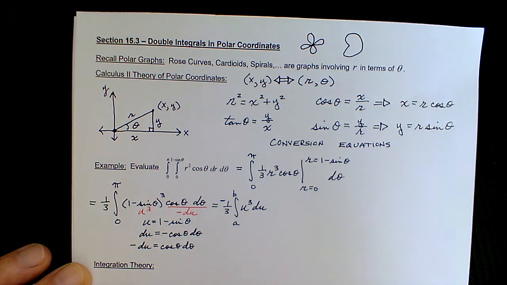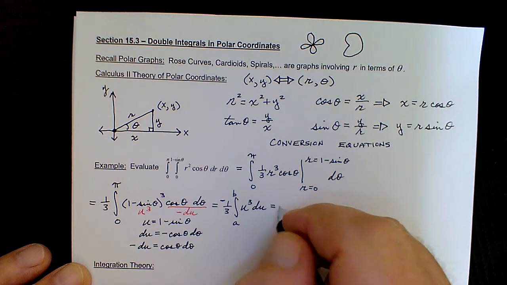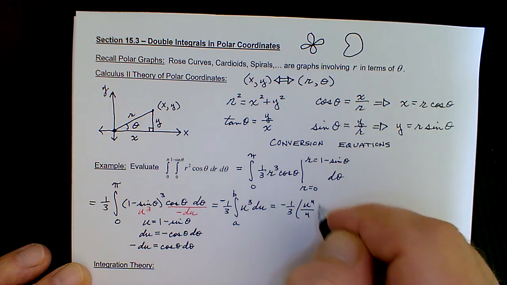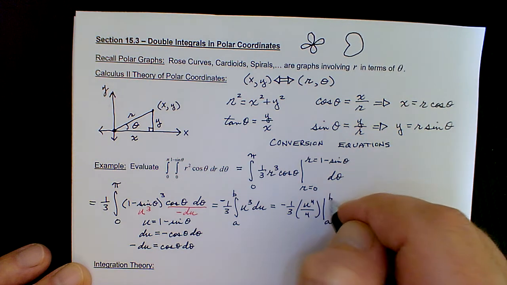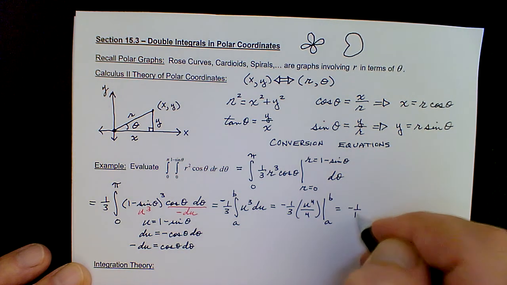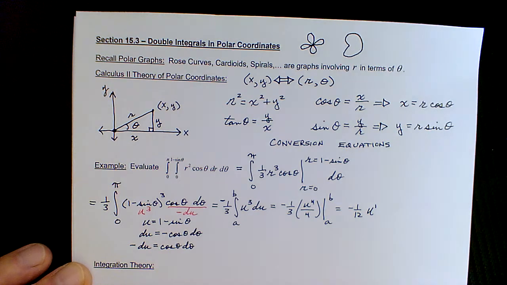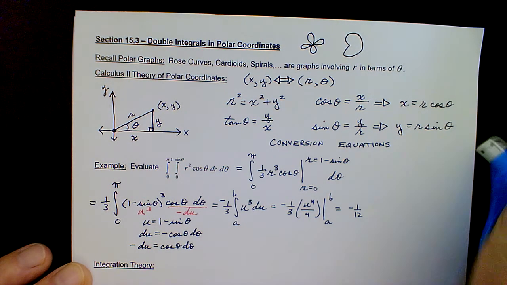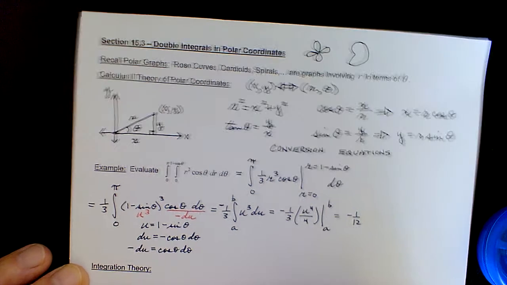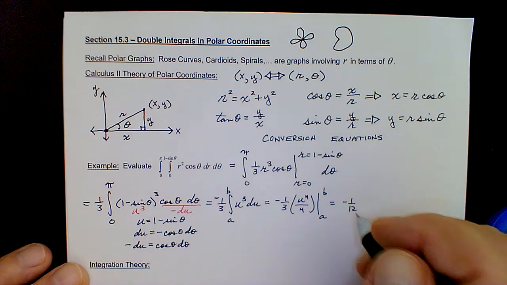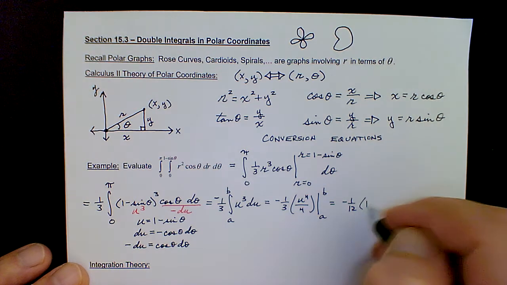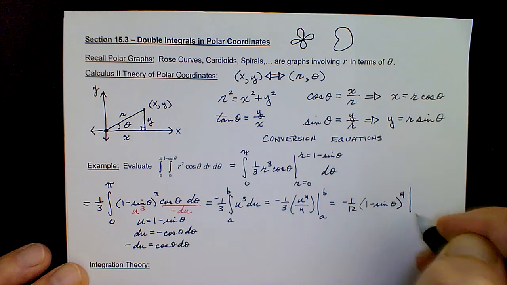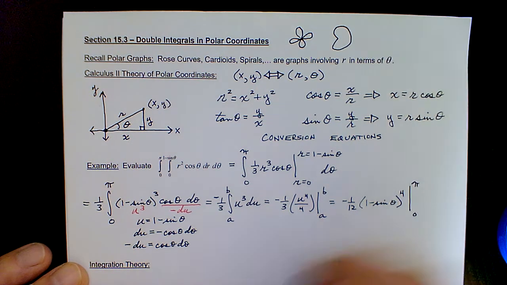represented the negative du. So then that gives us negative 1/3 u to the 4th over 4, evaluated from a to b, which would be negative 1/12 u to the 4th, but let's put back our u at that point. And the u was the 1 minus sine of theta. So now to the 4th, and now we could say we're evaluating from 0 to pi.